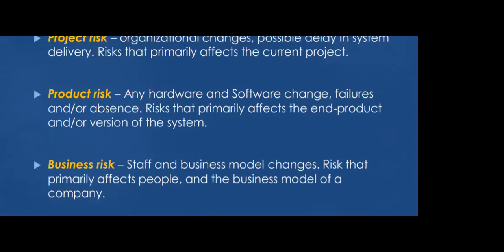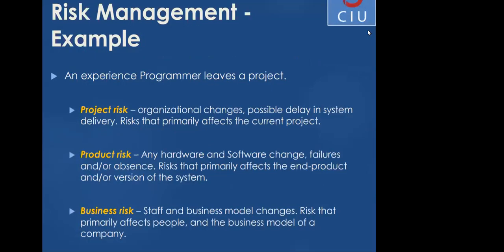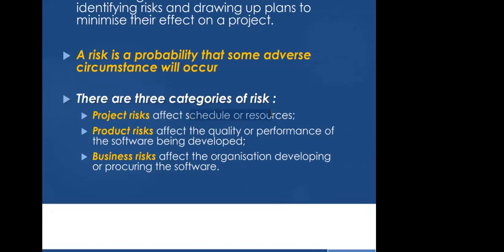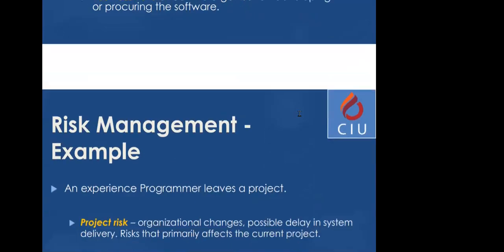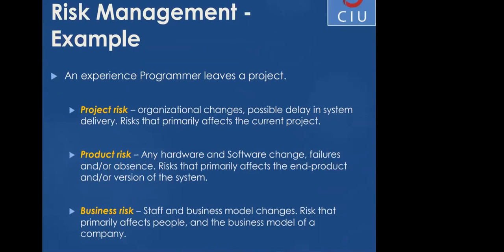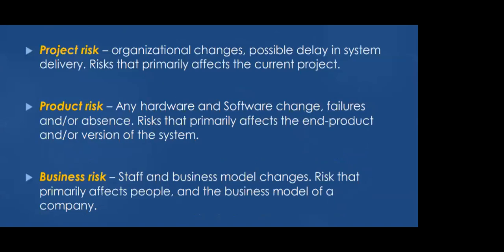So when we look at some examples in risk management, we can see the project risk is possibly a delay in the system, which can be related to anything that could relate to the current state of the project itself, either the schedule or the resources. When we consider product risk, we talk about any change, failure, or circumstance that can affect the end product quality. So this is more about the quality of the product rather than the resources or the time schedule.